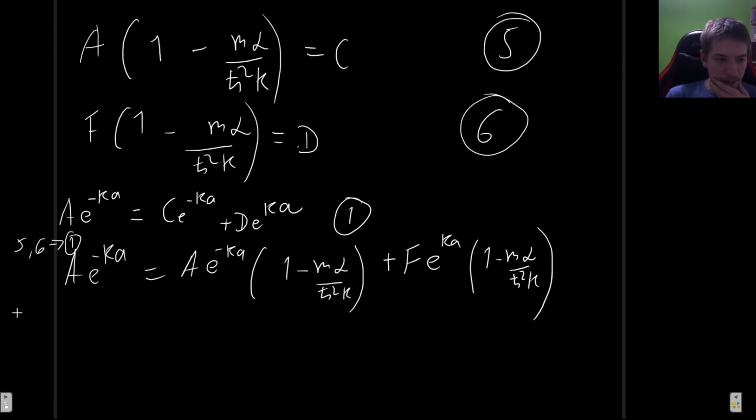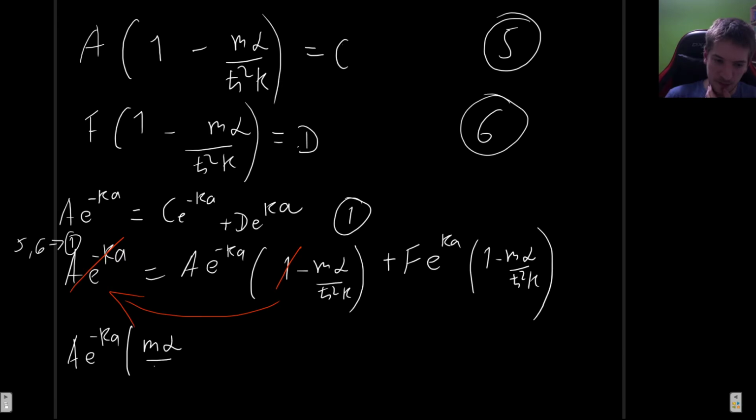So now there's a few things we can notice. This term will cancel out this right here. When we multiply through, it's the same thing. You can just subtract from both sides. So after we do that, we have this minus sign here. So let us just add this to the left hand side where there is currently a 0. So what we get is A e to the minus KA times m alpha over H bar squared K. This is going to be equal to F e to the KA times 1 minus m alpha over H bar squared K.